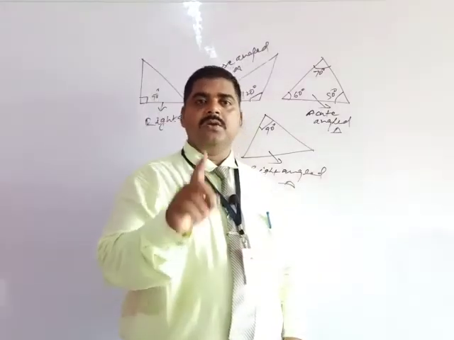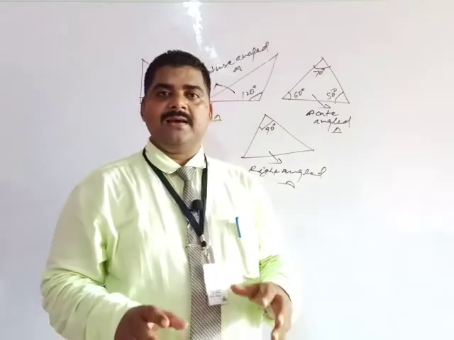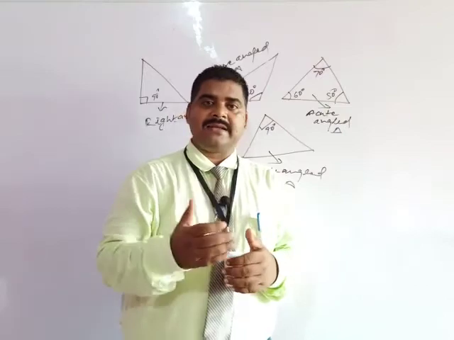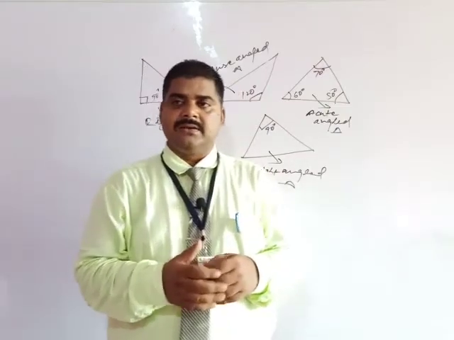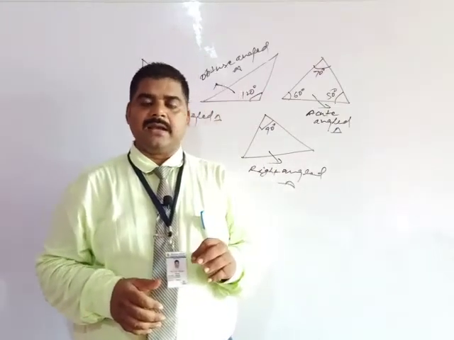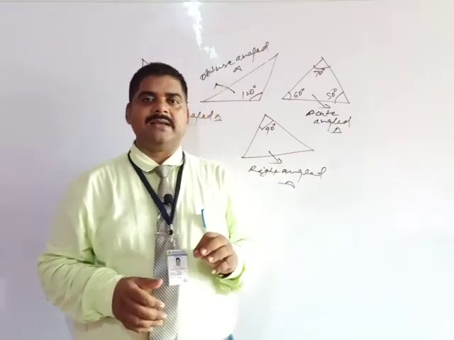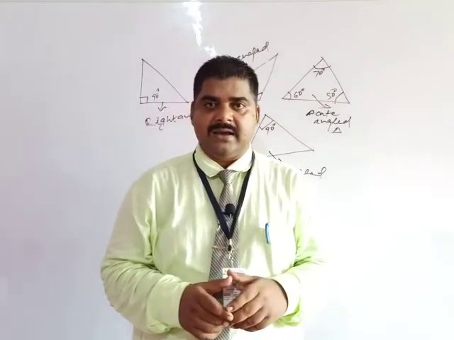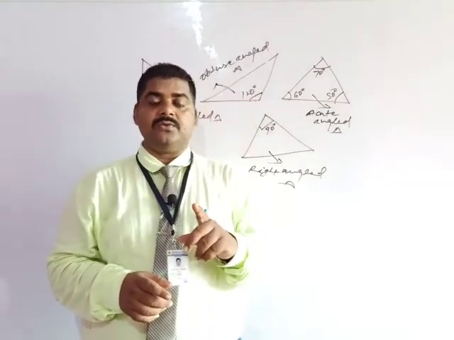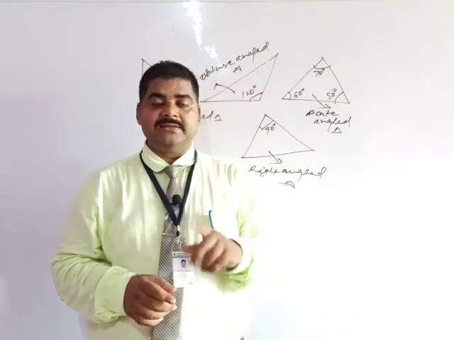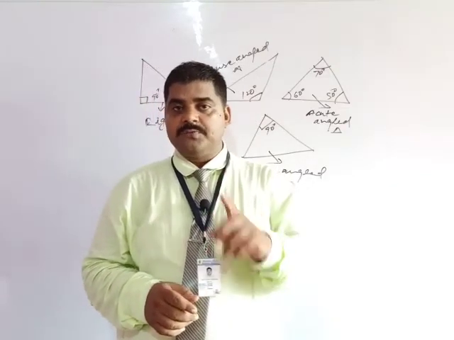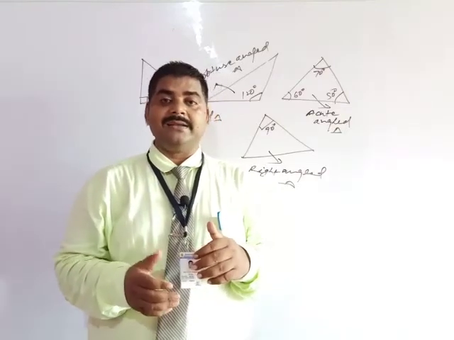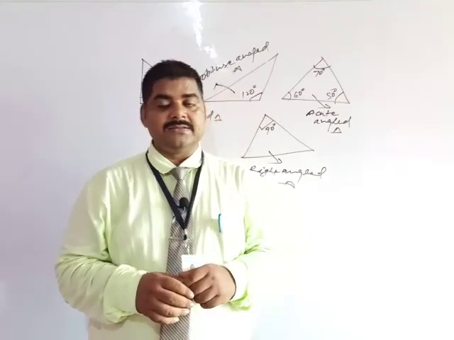Quickly, I recap. On the basis of the magnitude of the angle, triangles can be classified into three categories: acute angle triangle, right angle triangle, and obtuse angle triangle. An acute angle triangle is a triangle whose all angles are acute. A right angle triangle is a triangle whose one angle is 90 degrees. And an obtuse angle triangle is a triangle whose one angle is greater than 90 degrees but less than 180 degrees.